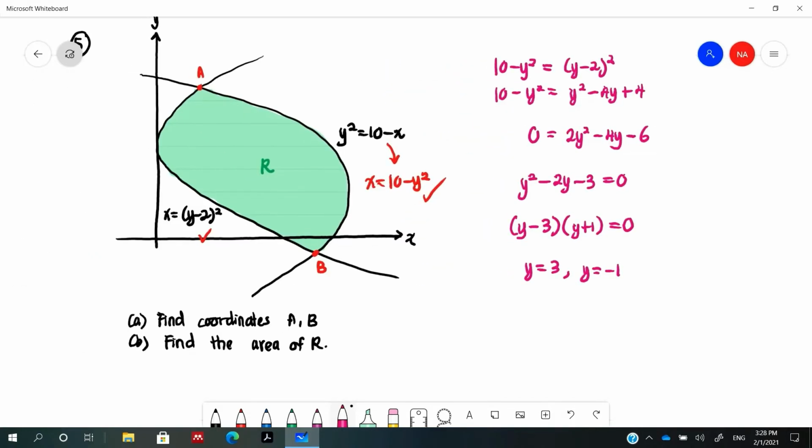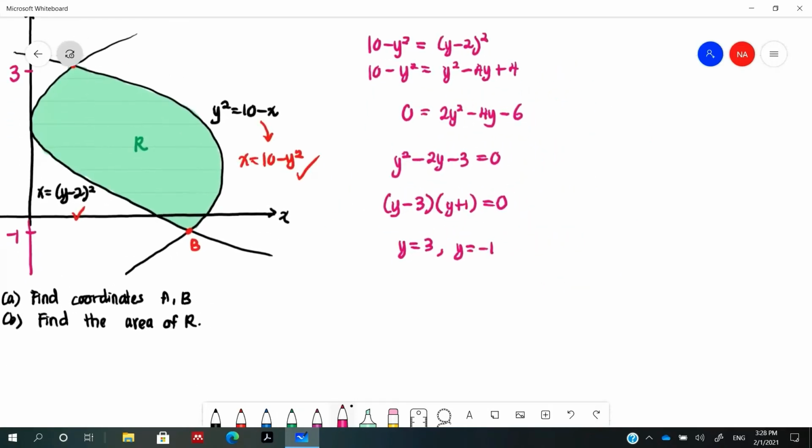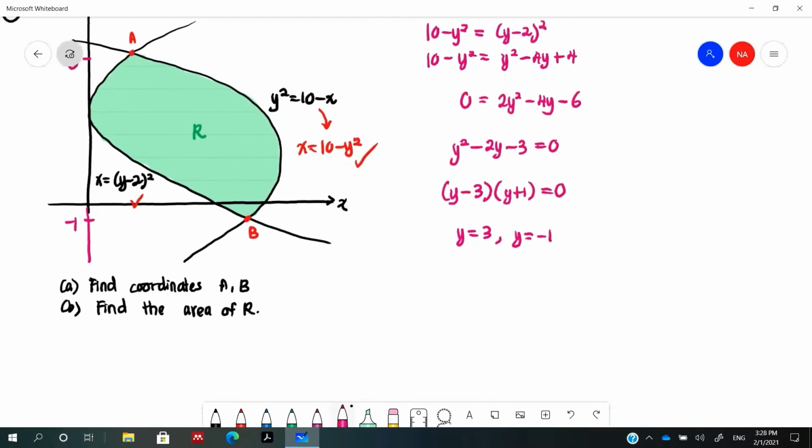So we note that on this y-axis, for B it should be negative 1 and for A it should be 3 here. All right, so we have something like this. But that one is for the, what do we call that?